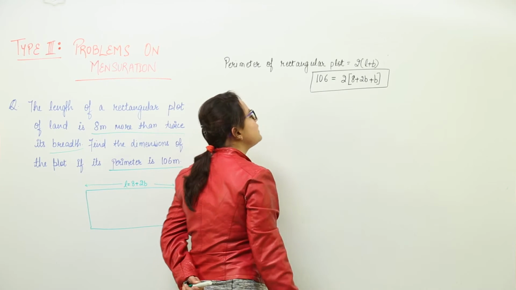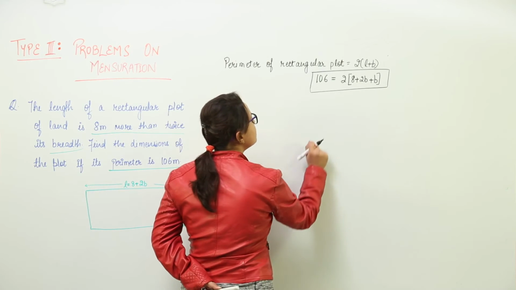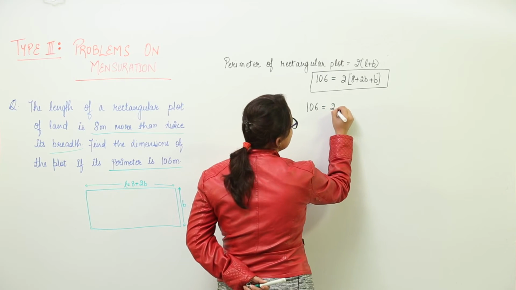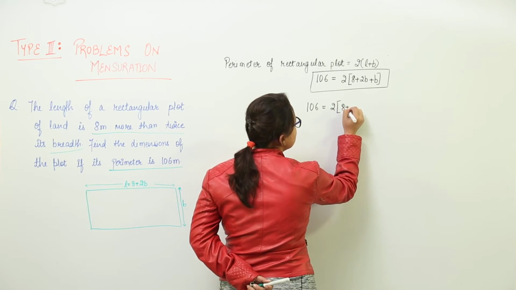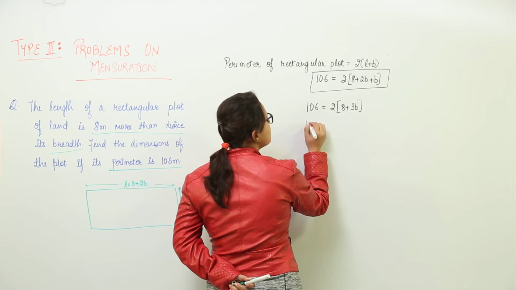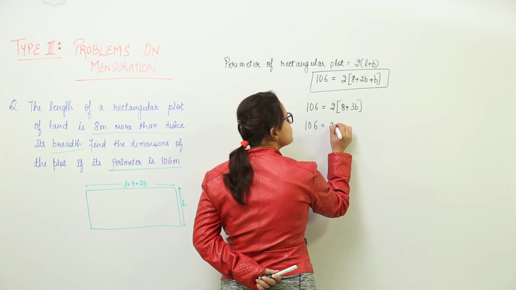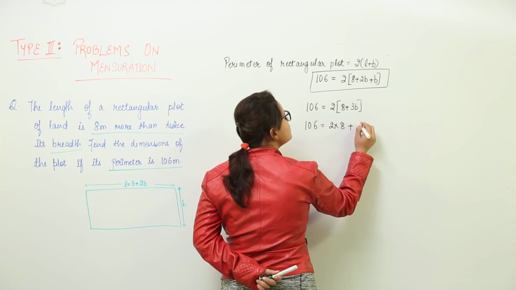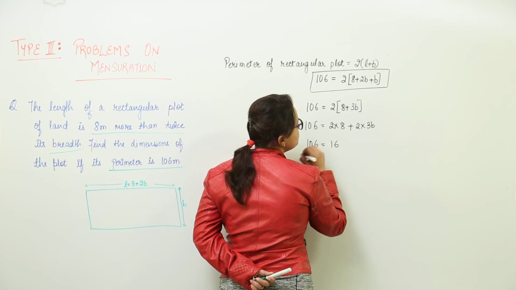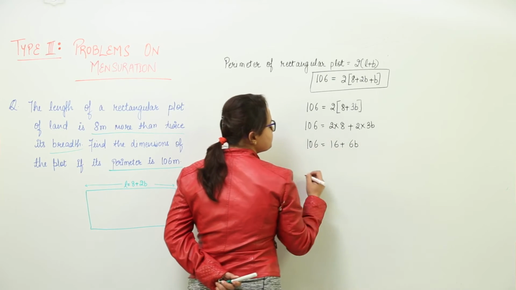Why? Because here the variable B is having the highest power as 1 only. So now we can further solve it. On solving further, we would get 106 equal to 2 into (8 plus, what is 2B plus B? That will be 3B). Now how to solve it? We will open the brackets on the right hand side by multiplying 2 with 8, that is 2 into 8 plus 2 into 3B. That is 106 equal to 2 8s are 16 plus 2 into 3B is 6B.